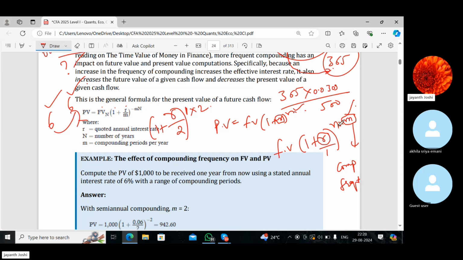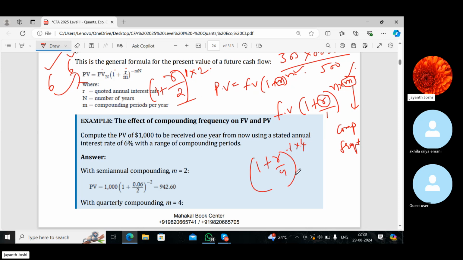Then if it is quarterly, 1 plus r by 4, whole power 1 year into 4, since compounding will happen 4 times in a year. If it is 2 years, 2 into 4, 8 compounding periods. If it is 10 years, 10 into 4, 40 compounding periods. Did you understand? So this is semi-annually, this is quarterly. If it is weekly, you have to take r by 52, whole power 1 into 52. If it is daily, r by 365, 1 into 365. So like that you have to do.